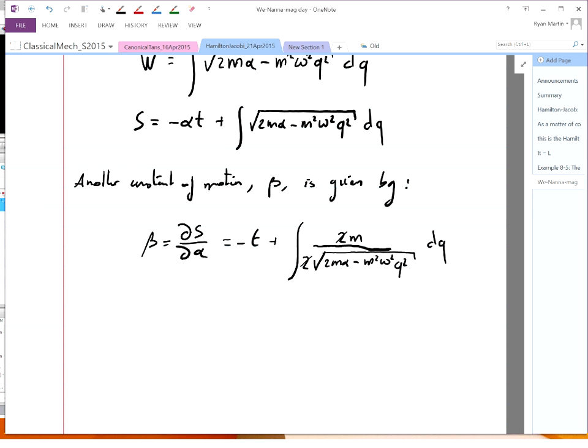So now you're left with this integral of m over the square root of some constant minus some other constant times q squared. That's something you can look up. And if you look it up, you can find that that integral is actually equal to 1 over omega times the inverse sine of q times the square root of m omega squared over 2 alpha. Simple as that.